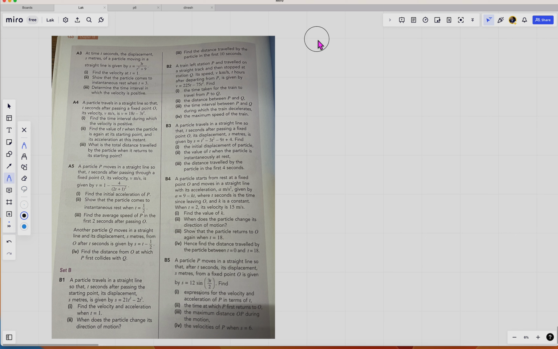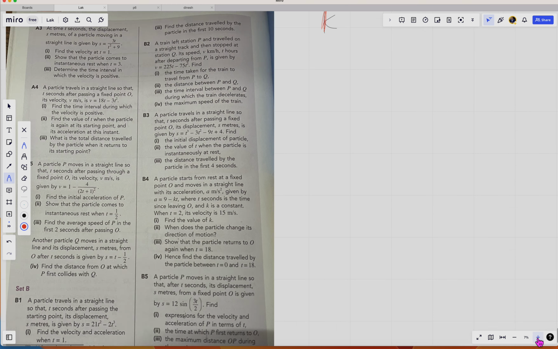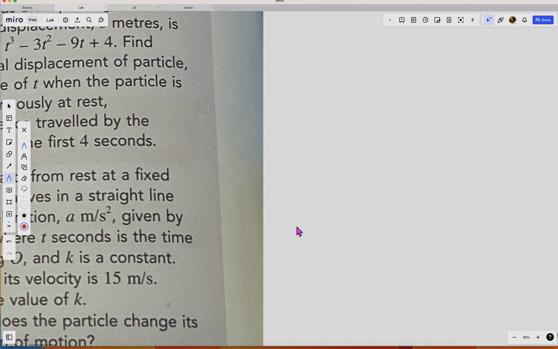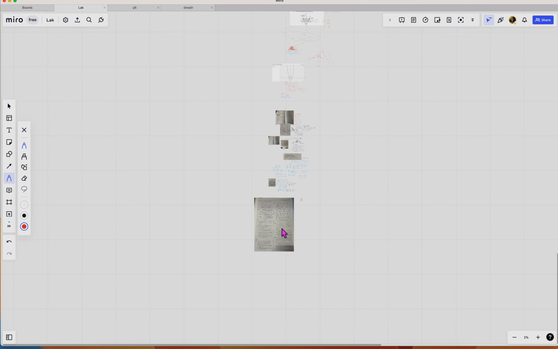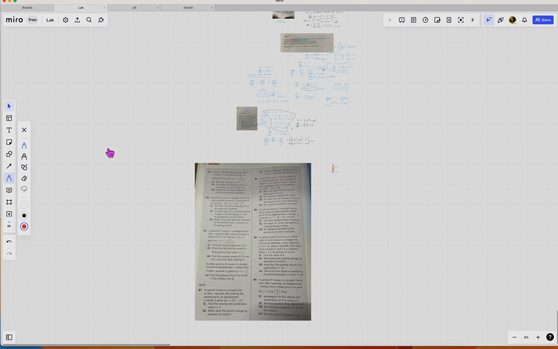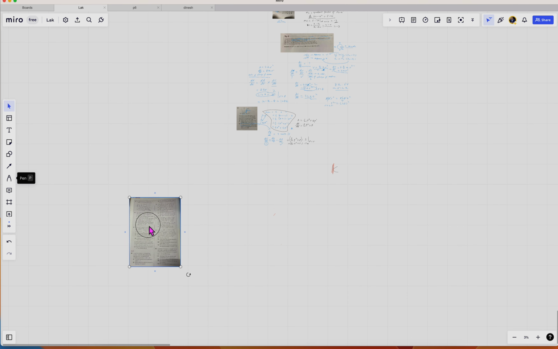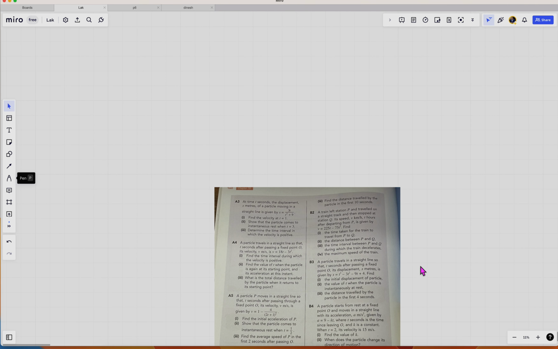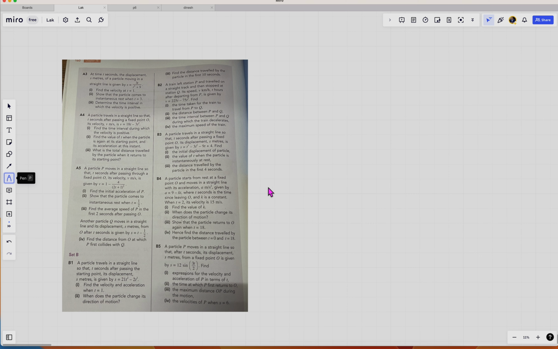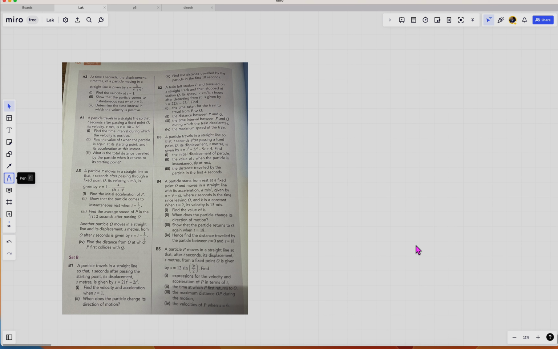Okay, so this topic is about kinematics. Yeah. So for kinematics, definitely you will have one question on kinematics. That is usually more than 10 marks, 10 to 15 marks already.